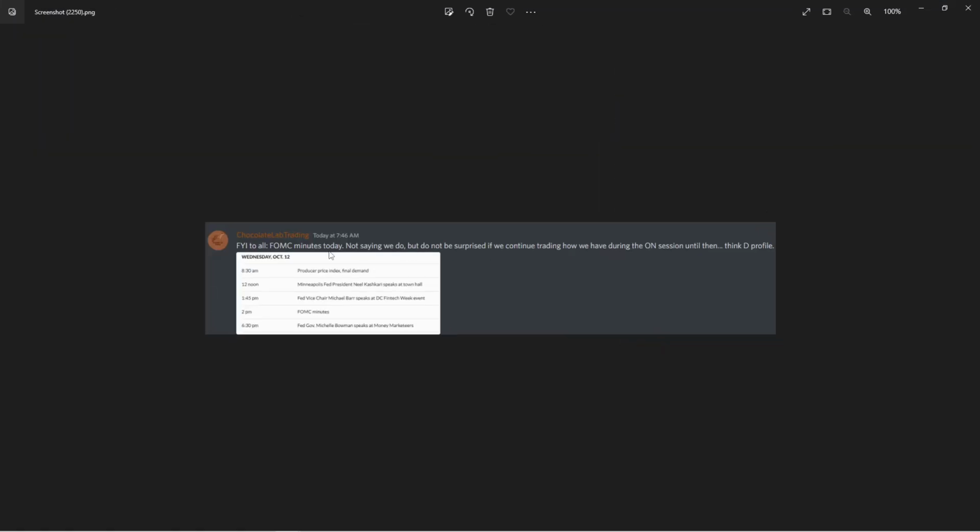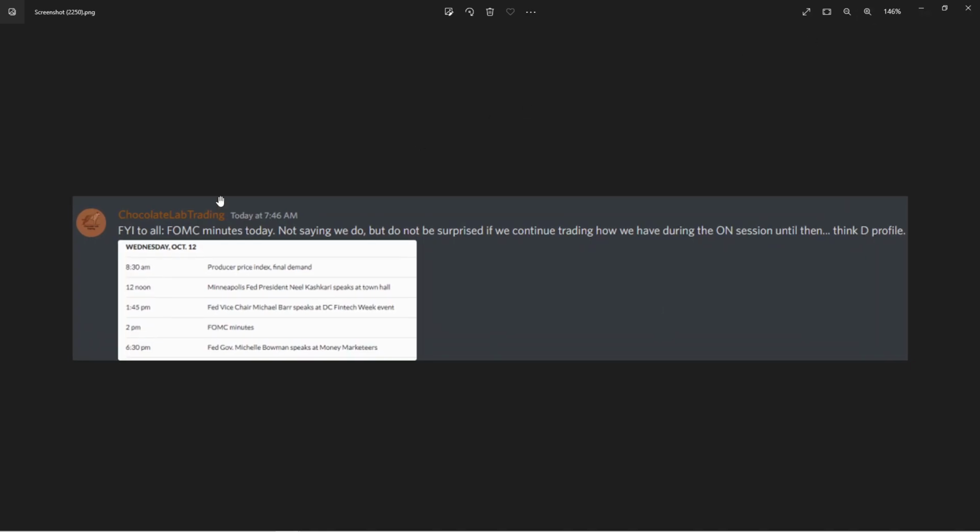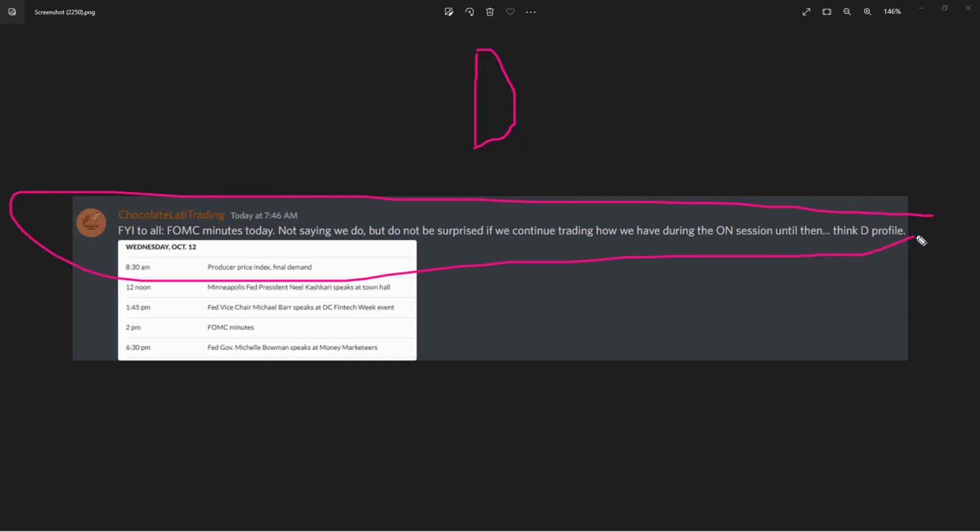So I posted today at 7:46, as you could see in the room. FYI to all, FOMC minutes today. Not saying we do, but do not be surprised if we see continuation of how we've been trading this overnight session. Think D profile. We just looked at the overnight TPO and the volume distribution, and we saw a D-shaped profile. And clearly, as I said, don't be surprised if we see this into open.